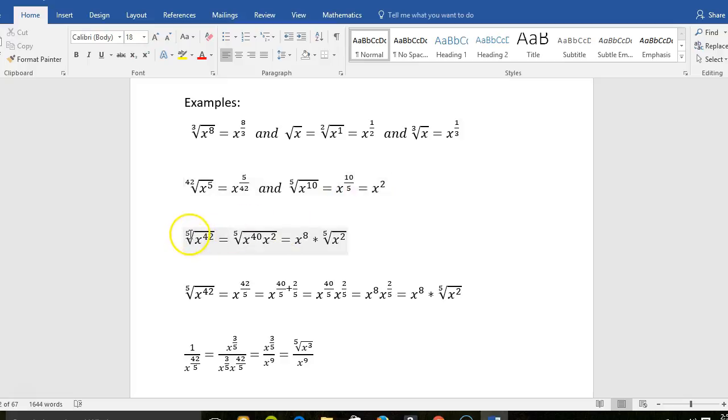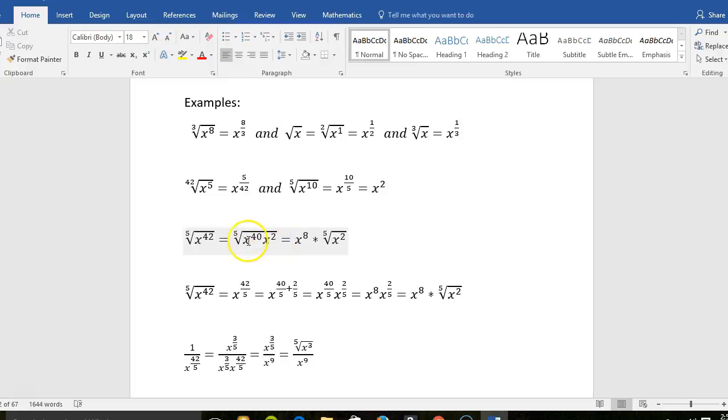Now this is interesting. This time, this is different. This example here is not the same as this up here. We're doing the fifth root of x to the 42. Now guys, here's the trick. You want the biggest integer that is smaller than 42 and is a multiple of 5. You want the biggest multiple of 5 that is smaller than 42. That would be 40. So you break x to the 42 up as x to the 40th times x squared.